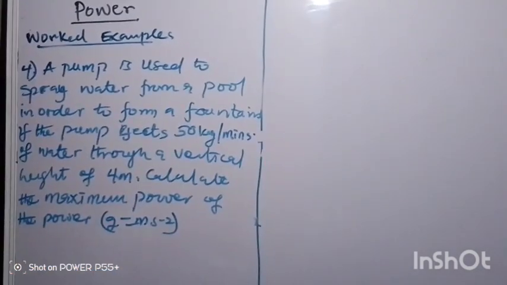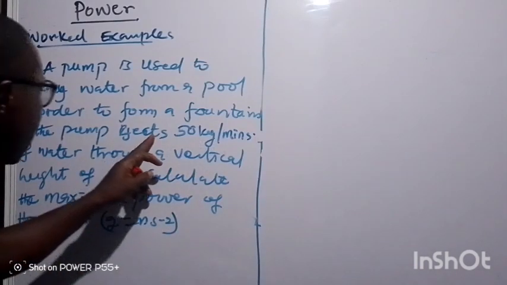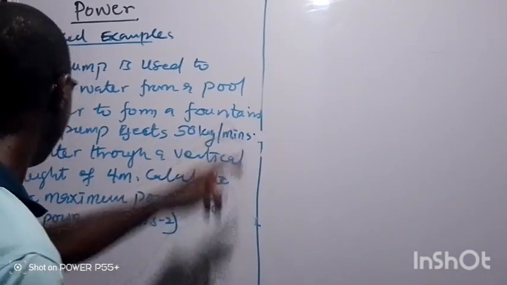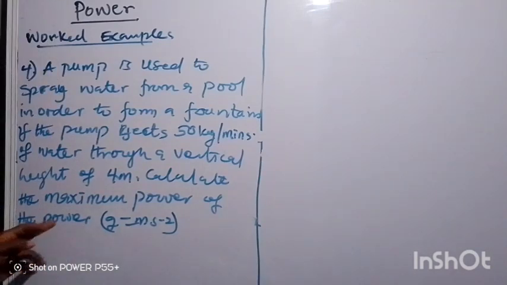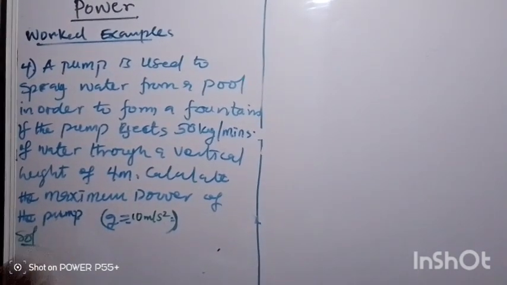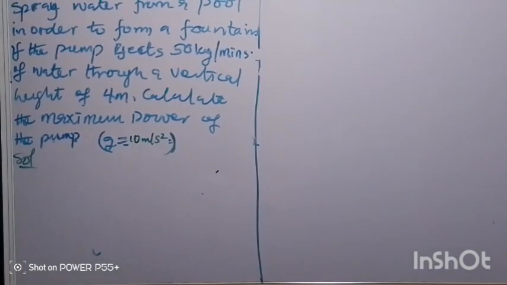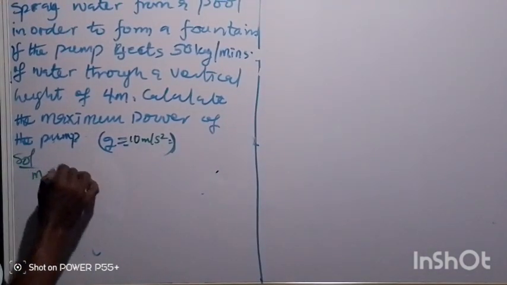A pump is used to spray water from a pool in order to form a fountain. If the pump ejects 50 kg per minute of water through a vertical height of 4 meters, calculate the maximum power of the pump. Now, solution to this one. Let's write out the parameters given within this question. Mass is given, 50 kg.